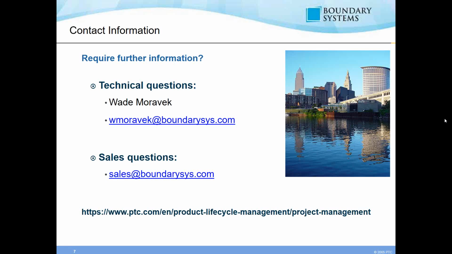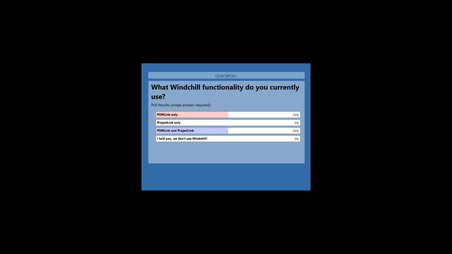And then the next question is, what Windchill functionality do you currently use? Are you using PDM Link only, Project Link only, both PDM Link and Project Link, or, I told you we don't use Windchill? Okay, so that one is actually fairly evenly split between PDM Link only and PDM Link and Project Link.